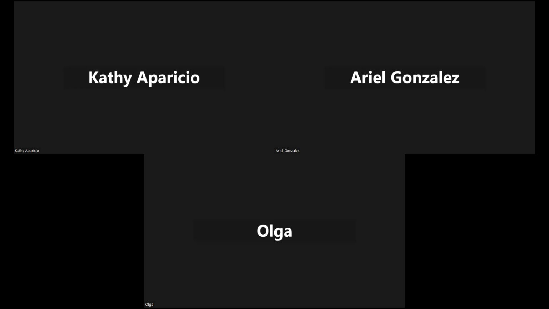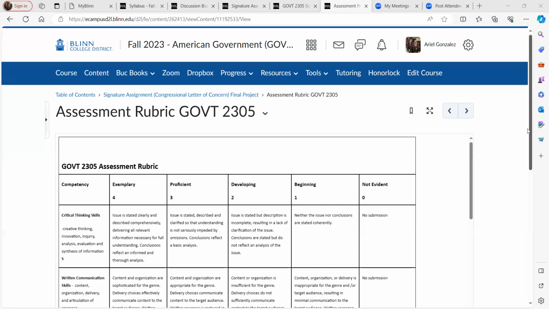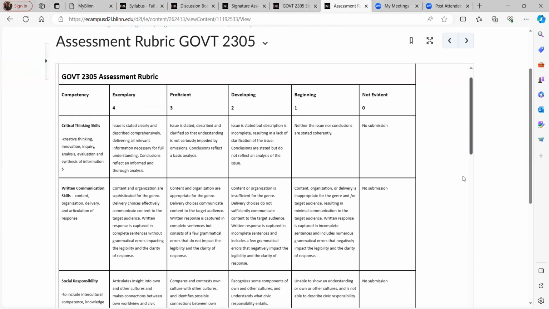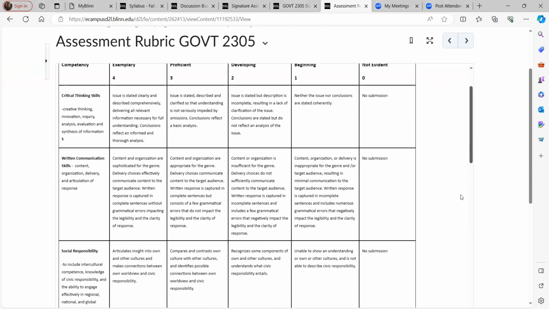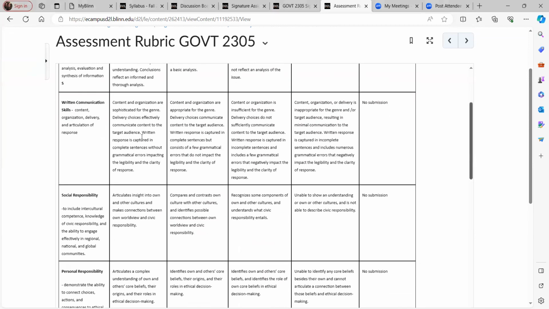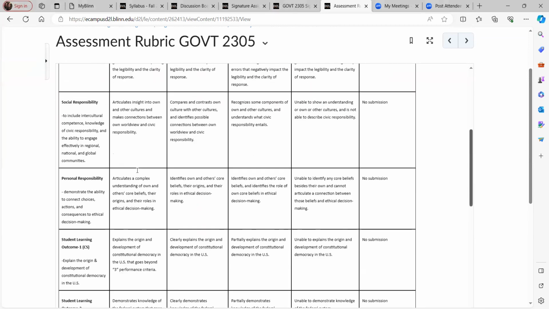The rubric you're going to see is very similar to what we've been talking about here. So let me go ahead and share the screen here. So as you can see here, the rubric is how you're going to be graded, right? So again, you're going to need to hit on the core objectives, as well as the student learning outcomes. So you've got to hit on the core objectives and the student learning outcomes, right?